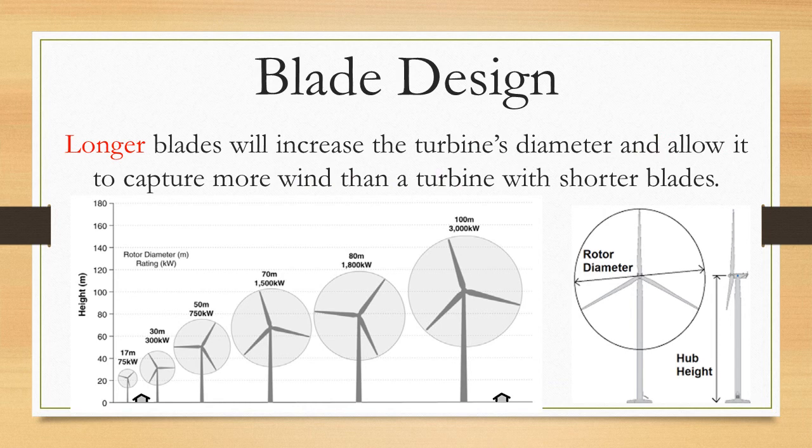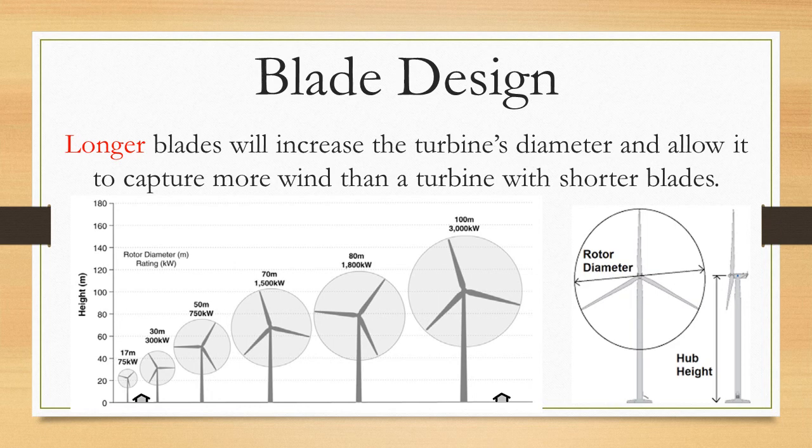Longer blades will increase the turbine's diameter and allow it to capture more wind than a turbine with shorter blades. Now, let's look at the picture on the right. All right, we've got the turbine there, and you see if we draw a circle using the tips or the ends of the turbine blade, we make a big circle, and the diameter is measuring the turbine blades, or that circle, from one side to the other.